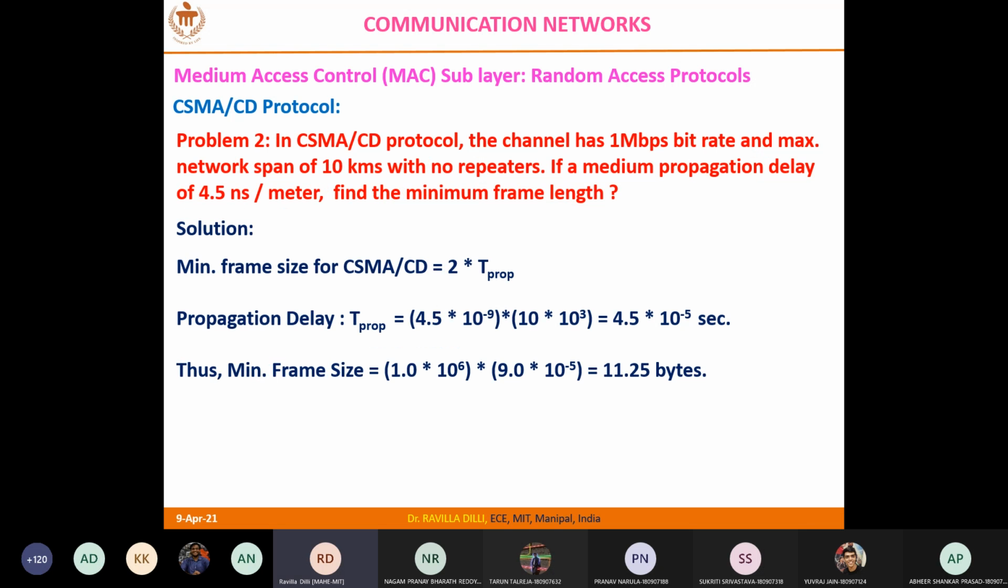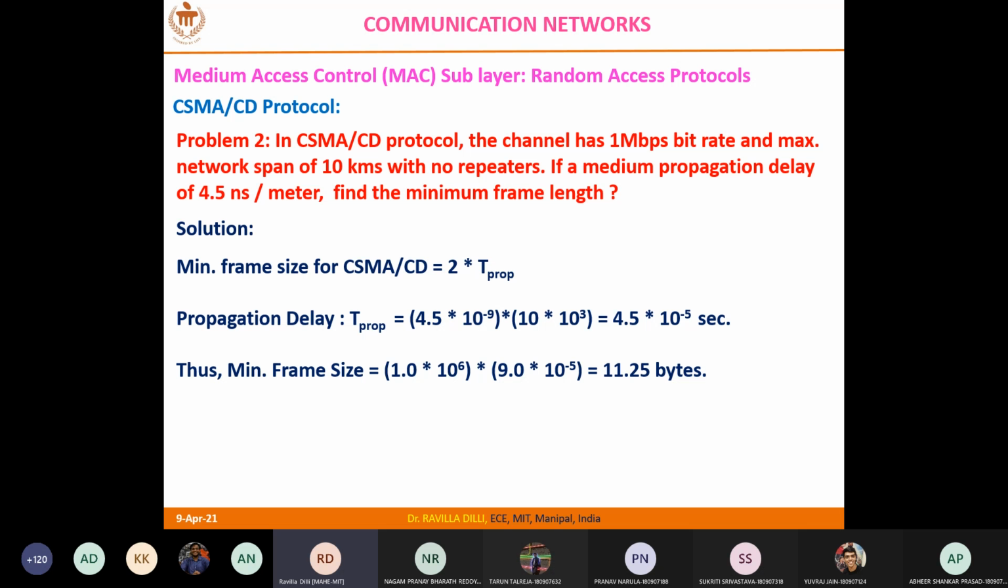So same way, can you tell this? CSMA-CD, 1 Mbps bitrate, maximum network span of 10 kilometers with no repeaters, and propagation delay is 4.5 nanoseconds per meter. So per meter delay is given. For 10 kilometers, you define the delay, that is your T-prop. And twice the T-prop is your T frame. That T frame multiplied with the channel bandwidth gives the frame size in bits.